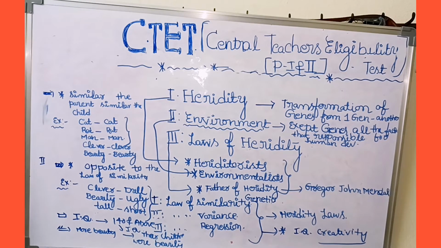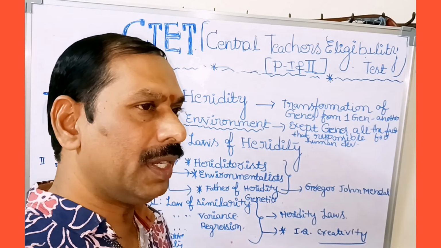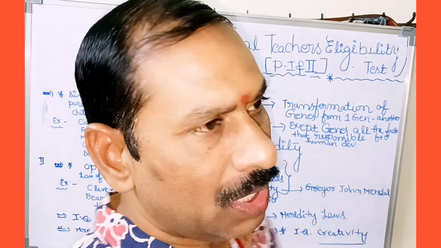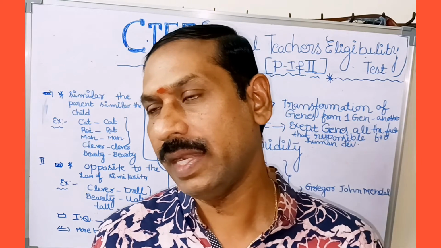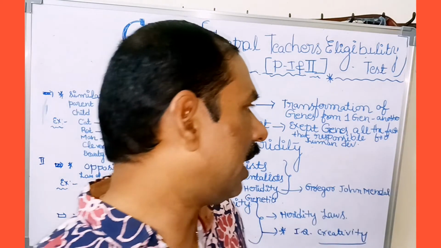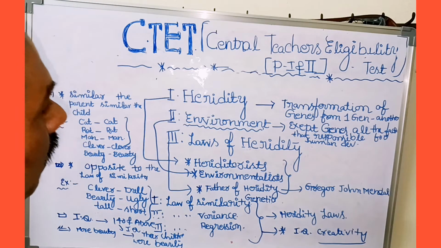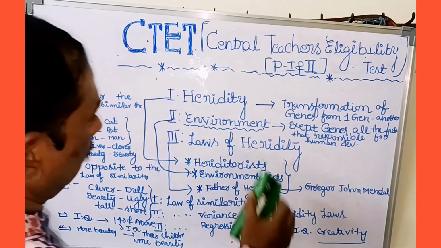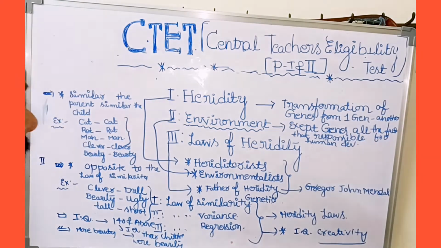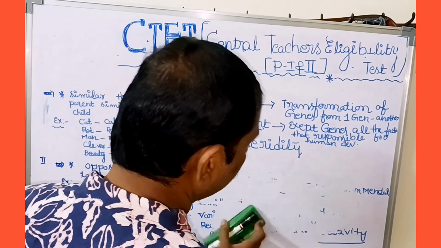So heredity influences growth and development, and both heredity and environment are very, very important factors. Growth and development are influenced by the hereditary and environmental factors. Okay, and what are the characteristic features of heredity? Let's move to the heredity factors.